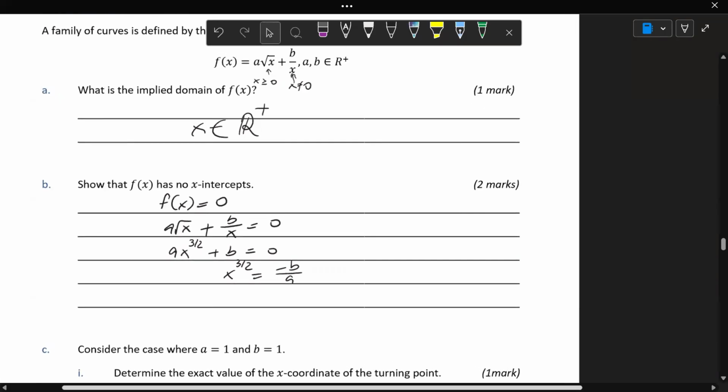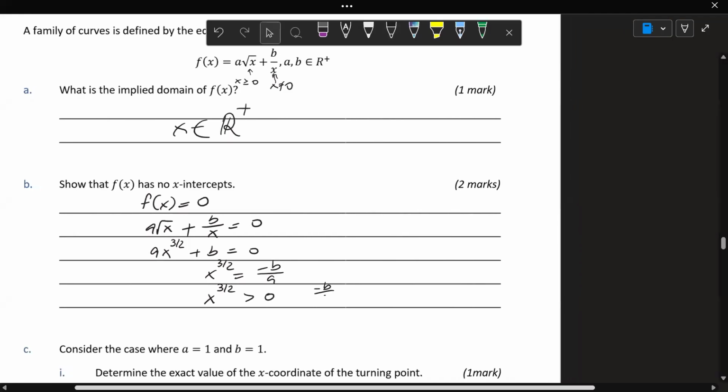Now, x to the power of 3 over 2 is always a positive number, while negative b over a is less than 0. Therefore, x to the power of 3 over 2 cannot equal negative b over a. Therefore, no x-intercepts.